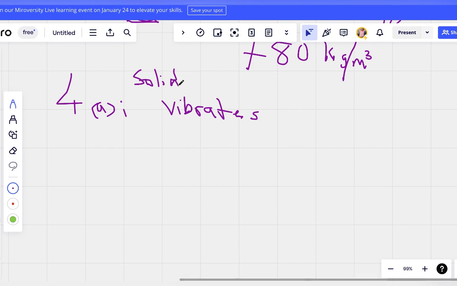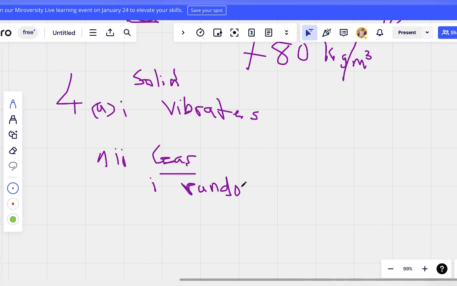This is for solid. Then for gas, Roman figure 2. For gas, we say they move randomly in all directions. So for gas, the first point we make, we say the molecules move randomly or zigzagly. Randomly. This is R, okay? It's not V. This is R.